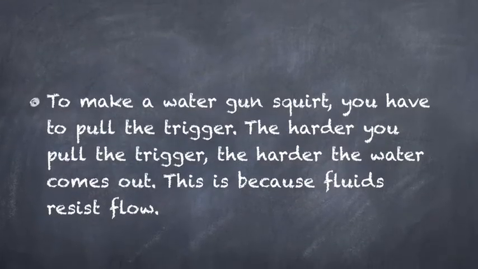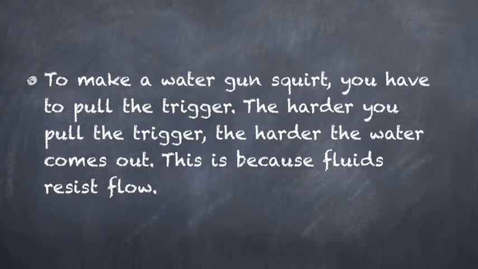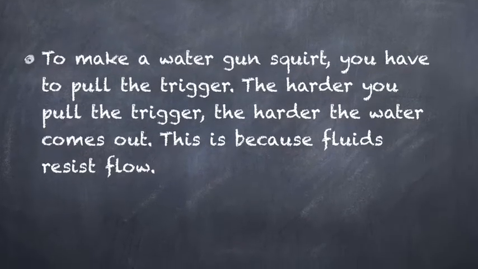To make a water gun squirt, you have to pull the trigger. The harder you pull the trigger, the harder the water comes out. This is because fluid resists flow.